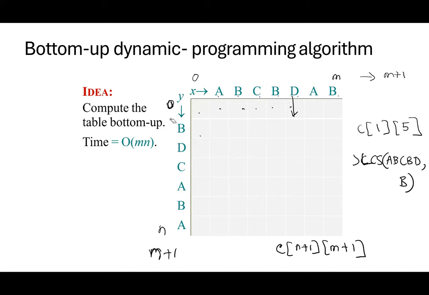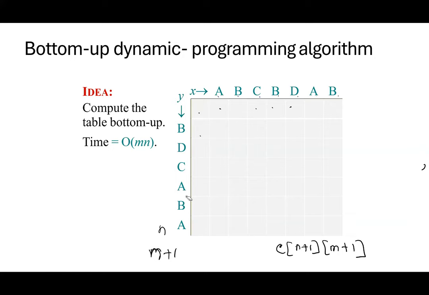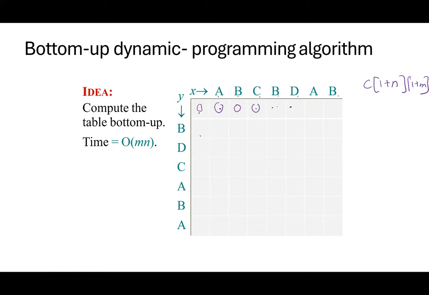So first, the base case we define: we take a memory of size 1 plus n and 1 plus m, right? The zeroth location is for the empty string. So the LCS with an empty string is always 0. We take 0, that is fine. So this is our base case. And now let's try to fill this up.